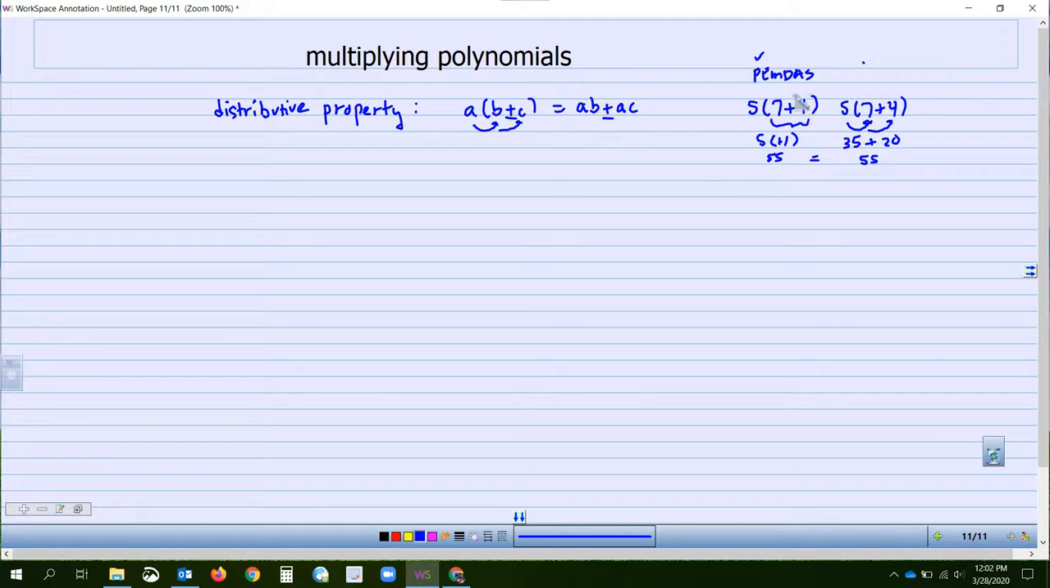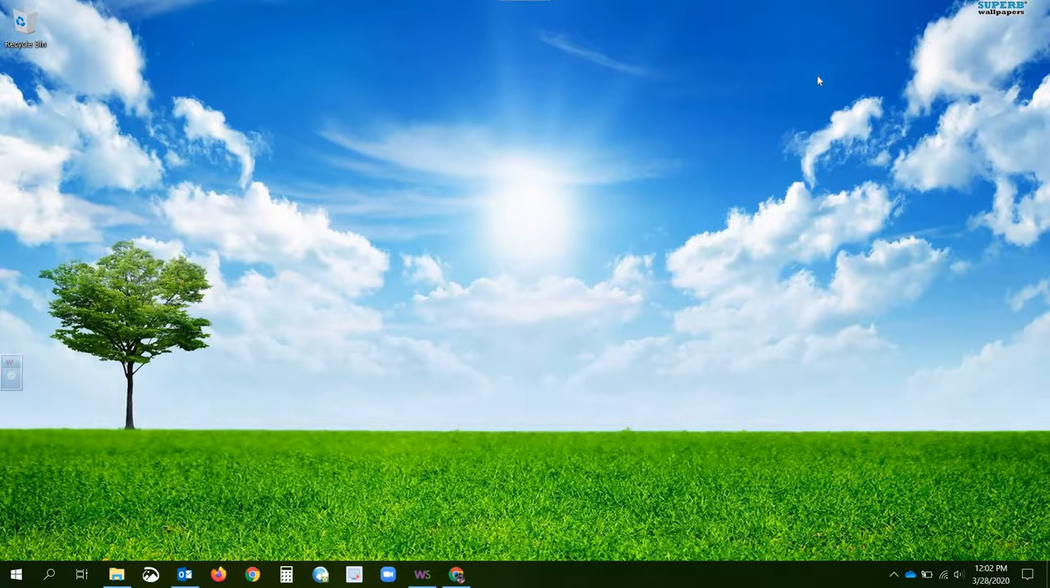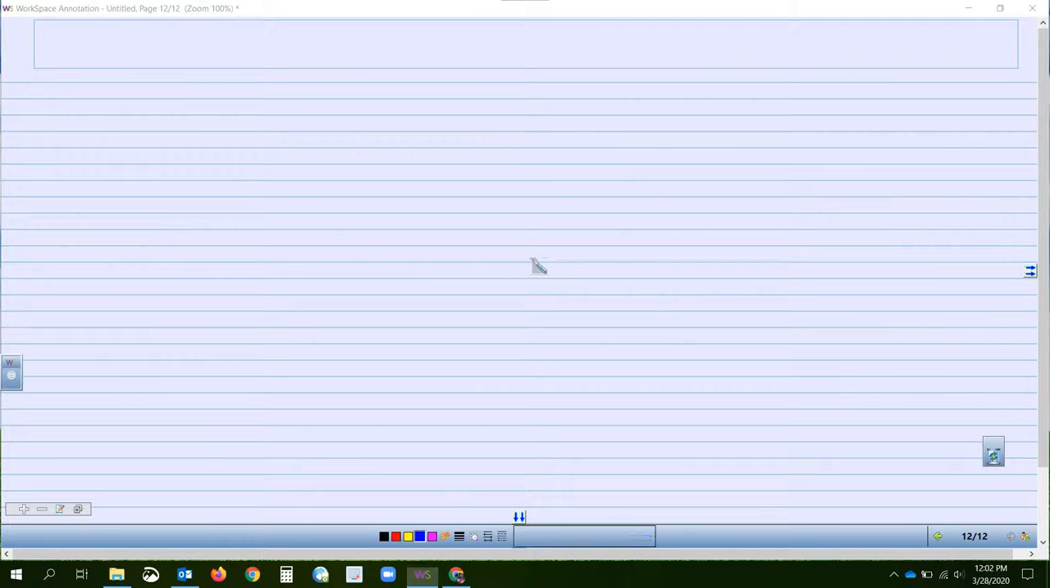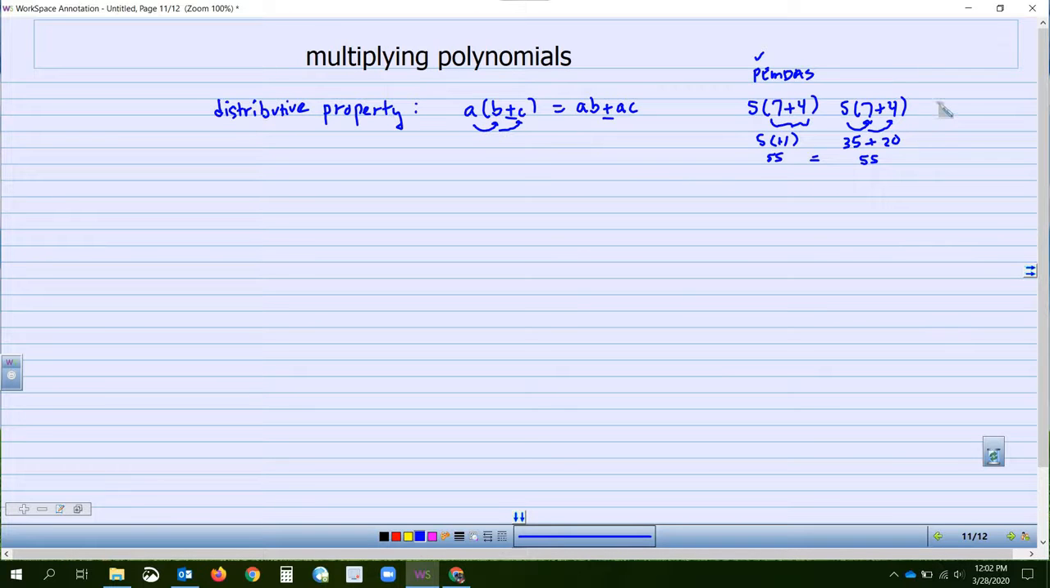So if you can get the same result by using order of operations, why do we even need the distributive property? Well, here's why. Whoa, what just happened? Let's get that back. All right, here's why. Because if instead of 5 times 7 plus 4, I had 5 times x plus y, according to order of operations, I should be adding x and y together. But I don't know what x and y are, so I can't combine them. So I would be stuck. I couldn't simplify this. I couldn't do anything with it. But with the distributive property, I can multiply through and get 5x plus 5y.